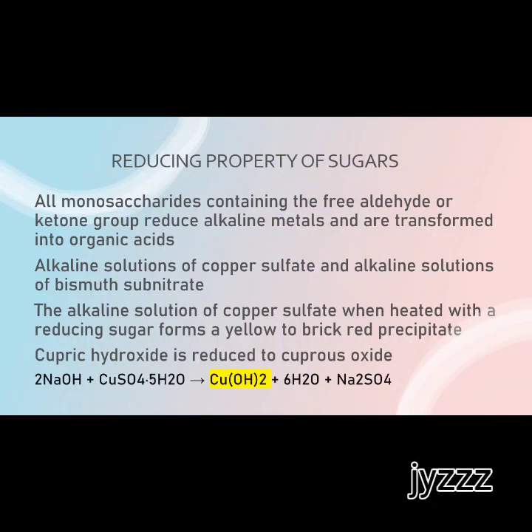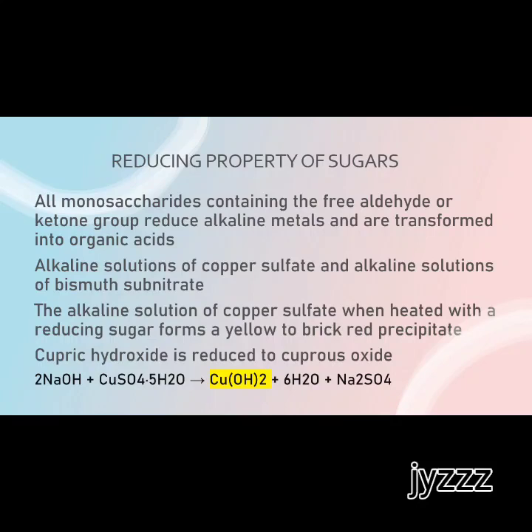In the case of Nylander's test, where you are using bismuth subnitrate, the bismuth hydroxide formed is reduced to black metallic bismuth. So in the alkaline bismuth subnitrate, the reagent used in Nylander's test, the bismuth hydroxide formed is reduced into metallic bismuth in the presence of the reducing sugar, giving you a black precipitate.